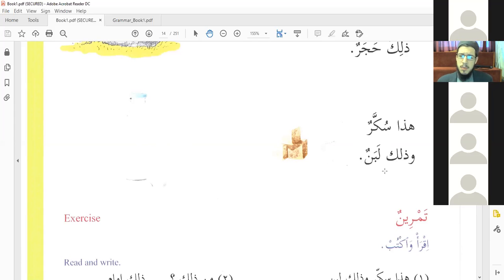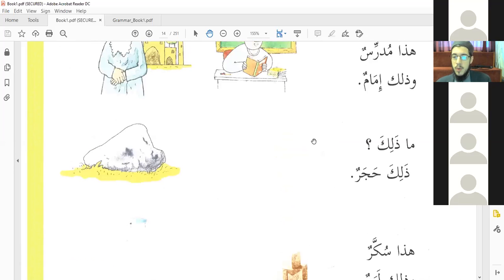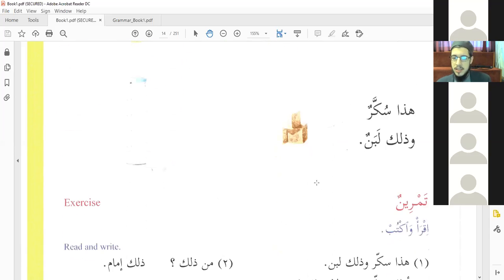In some places in the Arab world, leban is milk, and sometimes it's yogurt. I guess here, again, we don't really have a very clear image, but here it looks like it might be a jar of milk. وَذَلِكَ لَبَنٌ. Notice again how every single predicate that we're dealing with here has un. It has dhammatan, dhammatan, dhammatan, right? Dhammatan, dhammatan, un.